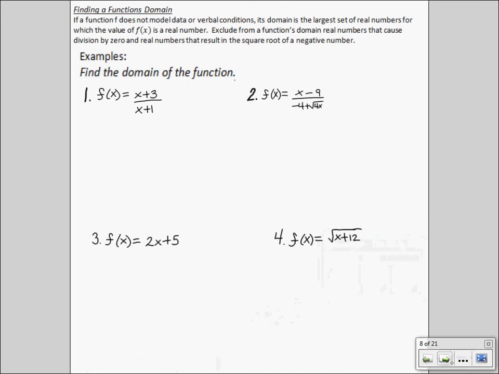Hello, and I want to welcome you to combinations of functions. So let's get started by looking at what that is.